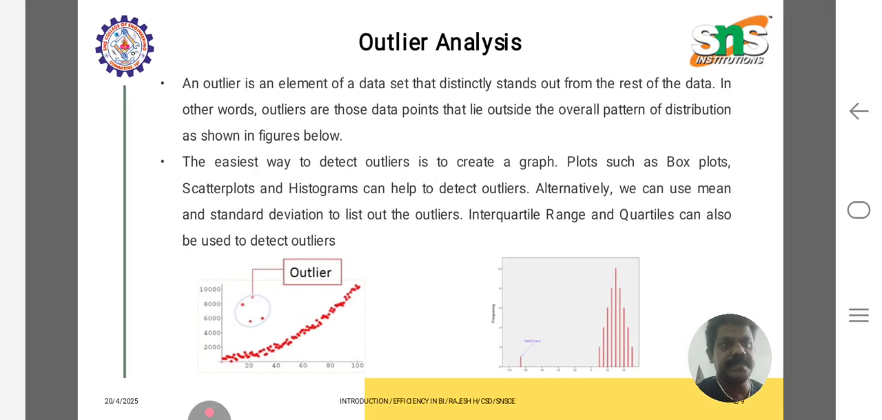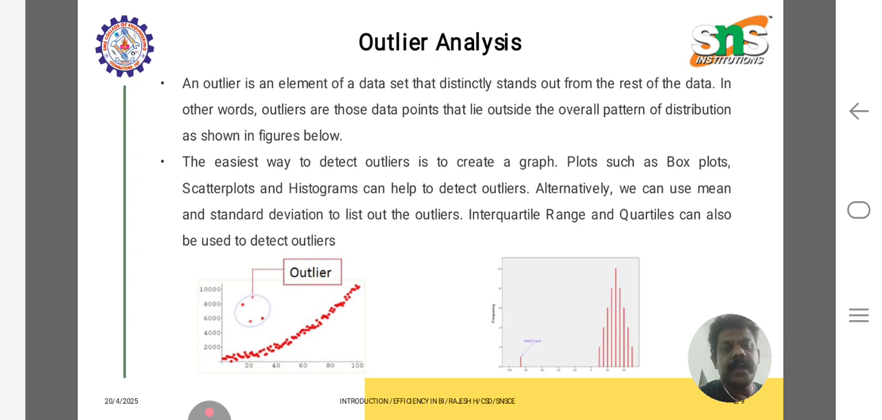Today we are going to discuss the topic Outlier Analysis from Unit 3, Efficiency in Business Intelligence. So let us understand what outlier analysis is first. It is an element of a data set that distinctly stands out from the rest of the data. In other words, outliers are those data points that lie outside the overall pattern of distribution, which is explained in the diagram.